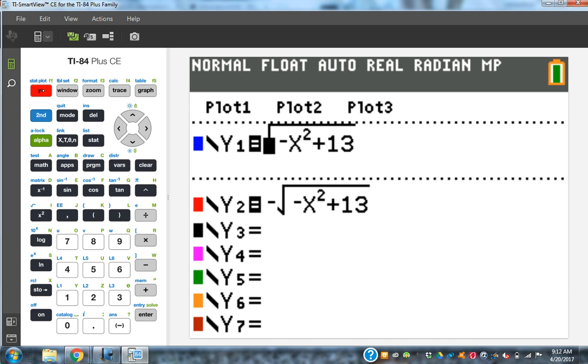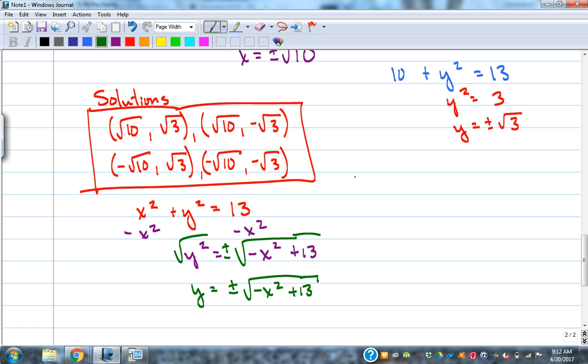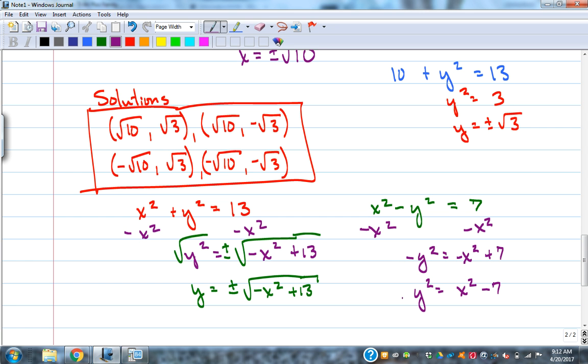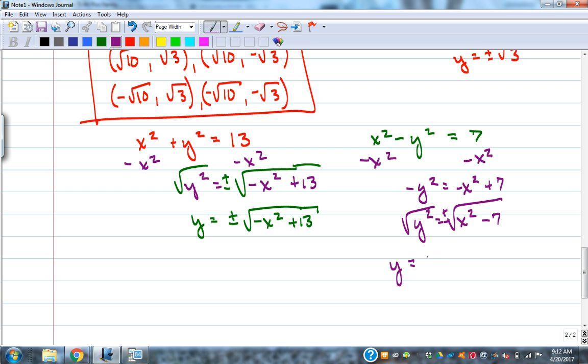Yeah. All right. So we've got the circle part done. So we need to do the hyperbola part. So that was x squared minus y squared is equal to 7. So let's get y by itself on that. So minus x squared, negative y squared is equal to negative x squared plus 7. Divide by negative 1. And then take the square root, plus or minus. So we get y is equal to the positive and the negative square root of x squared minus 7.